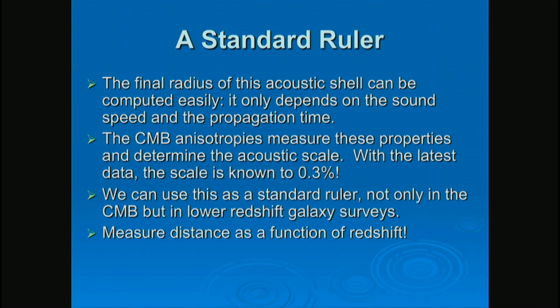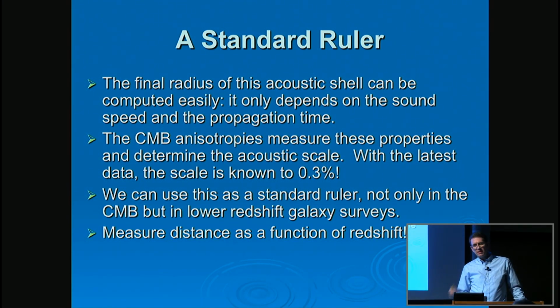Okay, well that's distinctive. And why is it so useful? It's useful because this distance of 500 million light years is very easy to compute. It's really just the sound speed and the amount of time it has to propagate. And it turns out that the CMB anisotropies allow us to measure all the properties that are needed to compute this. And so we can calculate this scale of 500 million light years very accurately. With the latest data, we know the scale to 0.3%.